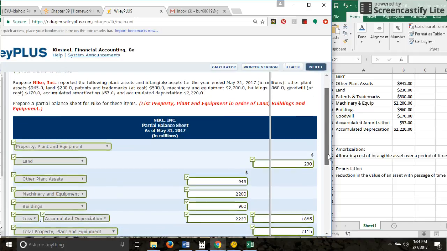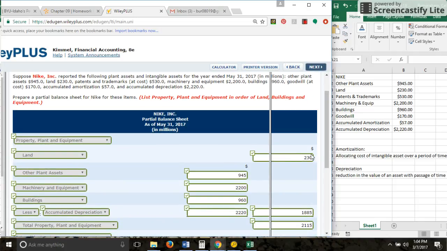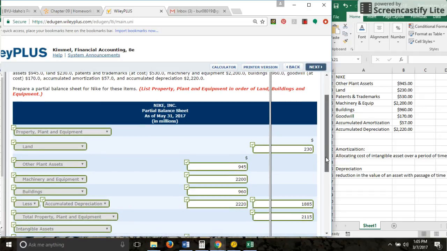So anyways, land does not depreciate. As you know, if you purchase land, it's often because it's an investment. So land we do not depreciate. So under property, plant, and equipment, we have the cost of the land, and then we add the cost of other plants, machinery, and buildings, and then we subtract the accumulated depreciation, or how the value went down that year. And so then when you add this and subtract the depreciation, you get 1,885. And then you add those two numbers together to equal the total property, plant, and equipment.